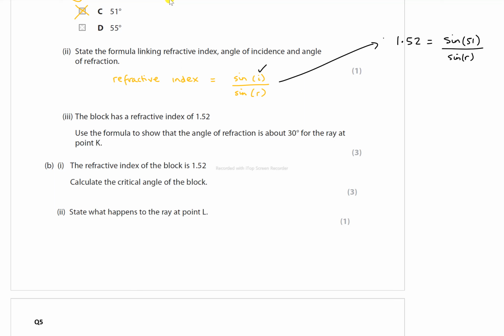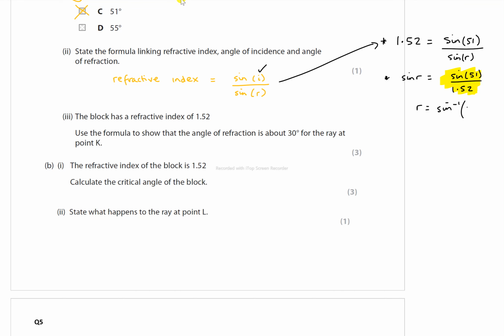Remember, they want you to write this out. Then they want you to rearrange it. So we put sine of R equals sine of 51 over 1.52. You're just rearranging it now. And we put R equals inverse sine. Right, according to the mark scheme, look at this carefully, so just bear this in mind here, and you've got to work within their parameters here.